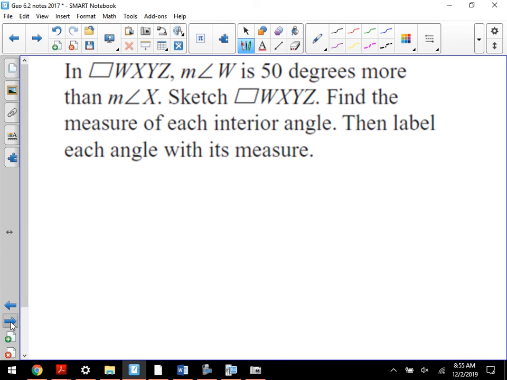Oh, quit your whining. Let's read it. So, one of the things that they'll do is labeling. So the first thing I want to show you is this. It says in parallelogram W, X, Y, Z. What do you think that's going to look like?